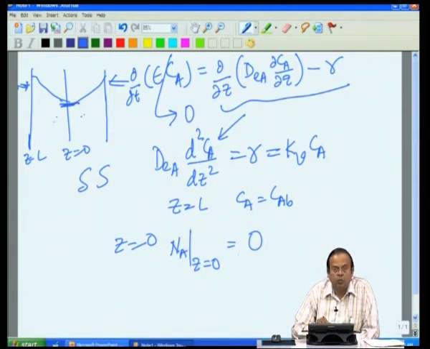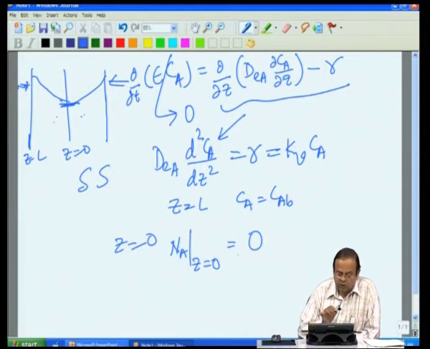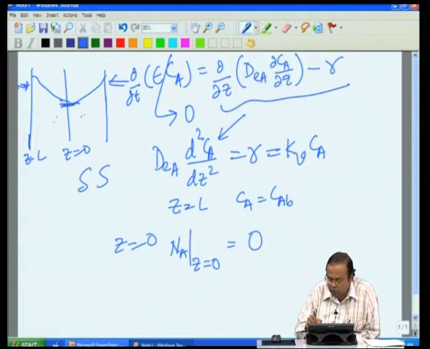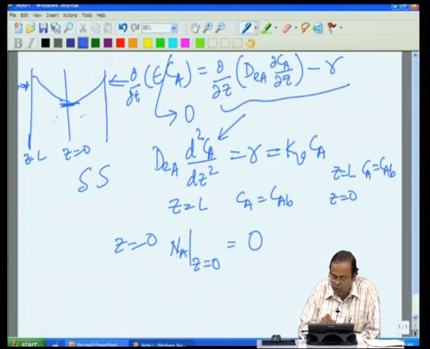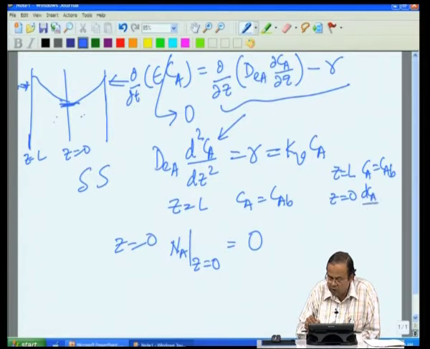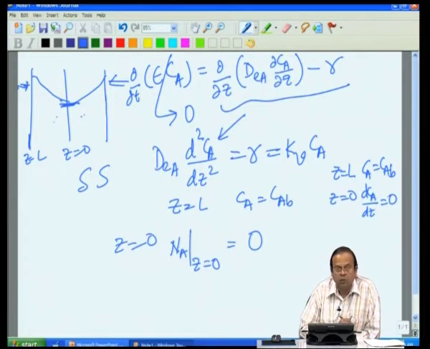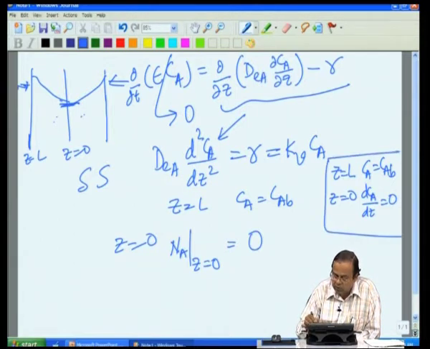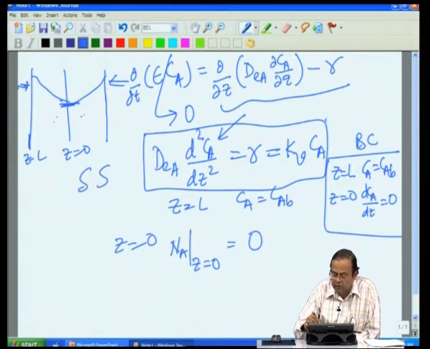So, these are my two boundary conditions which I will use for solving this equation. Let me write down those boundary conditions on the side: z equal to L, Ca equal to Cab, and z equal to 0, this flux equal to 0 can also be written as dCa/dz equal to 0. So, these are my boundary conditions. This is my mass balance, steady state.